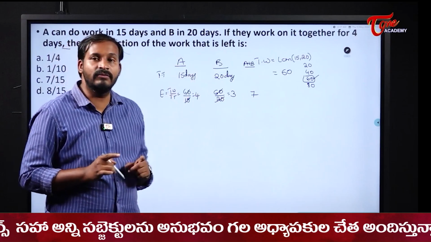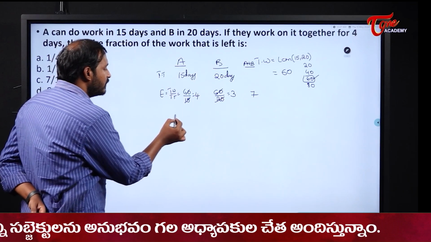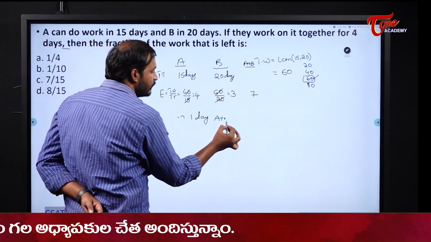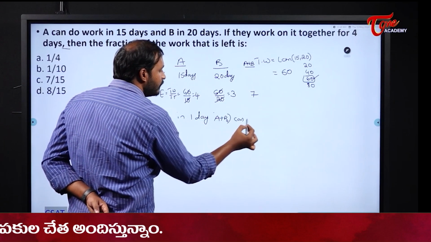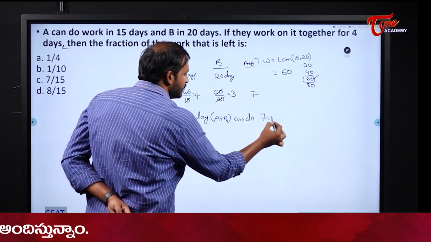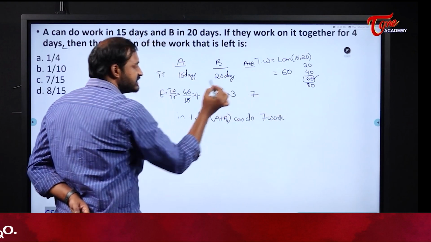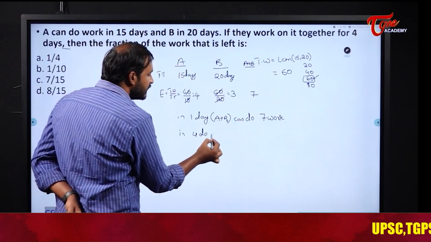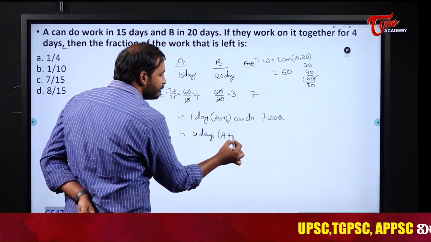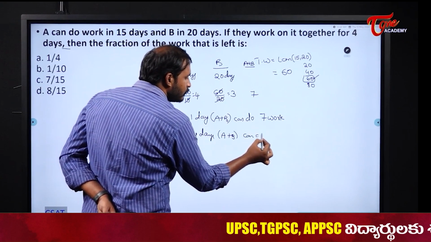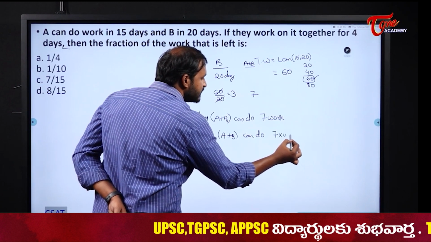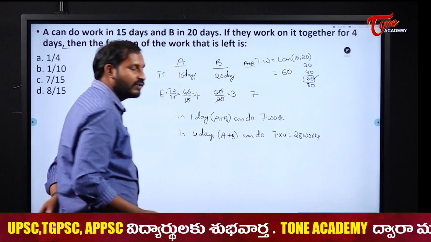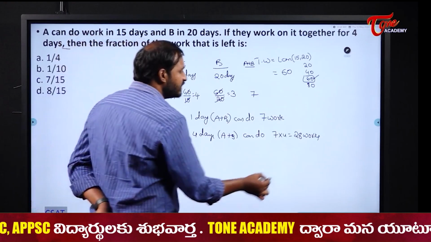Now they are working for how many days? 4 days. So in one day, A plus B can do together 7 work. Why? Because their combined efficiency is 7. So in 4 days, A and B can do how much work? 7 into 4, that is equal to 28 work. That means in 4 days they will finish 28 work.